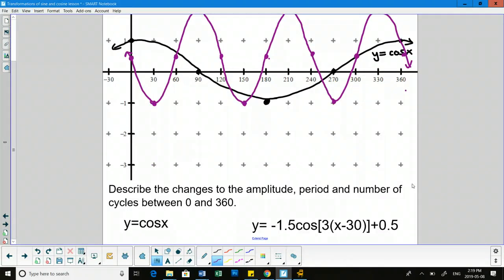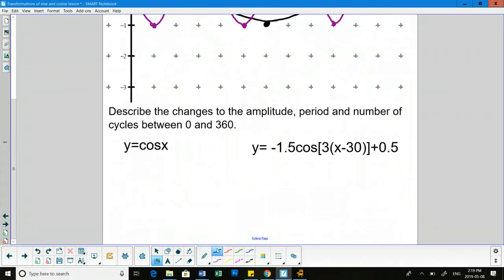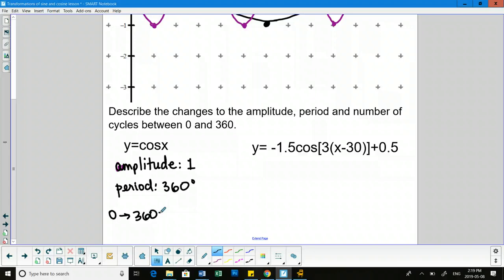Okay, so let's look at some of the changes between our cosine graph and our sine graph. Cosine actually has the exact same properties as sine does. So the amplitude, the period, and number of cycles that fit between 0 and 360 are the same. Amplitude is 1, period is 360, and between 0 and 360, 1 cycle fits.